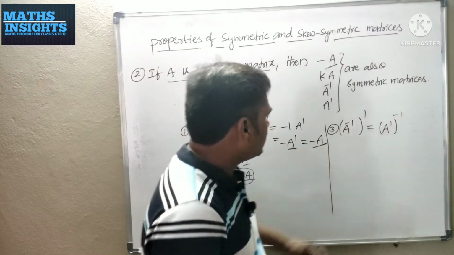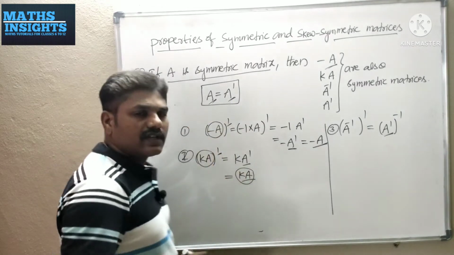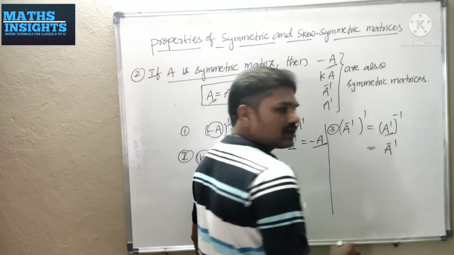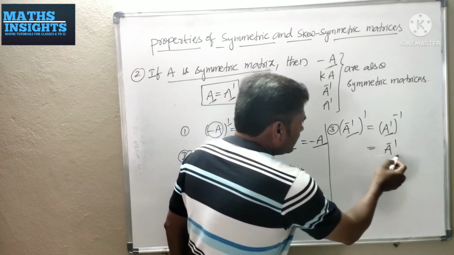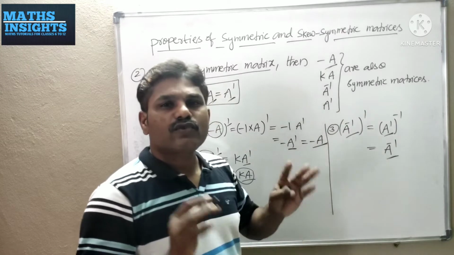Inverse for A dash. But you can write A dash as A, since A is a symmetric matrix, therefore A inverse. Whatever you have taken, you are getting back the same matrix again. Therefore, A inverse is also symmetric.